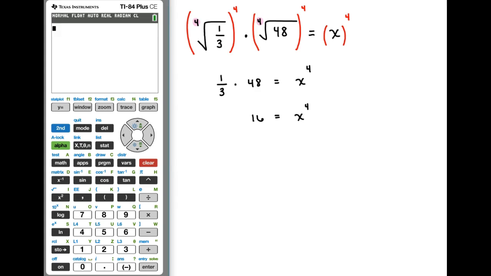I think we can all just kind of guess. If we weren't sure, we could do, well, 2 to the third power, that's 8, that's not quite enough. 2 to the fourth power, that is 16, and that's exactly what we need. So x must be 2. So this is 2 to the fourth power equals 16, and there it is. So another way that you can go about solving this is by kind of removing the radicals in the very beginning.